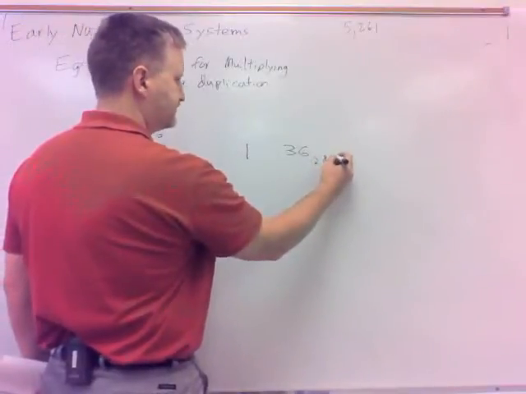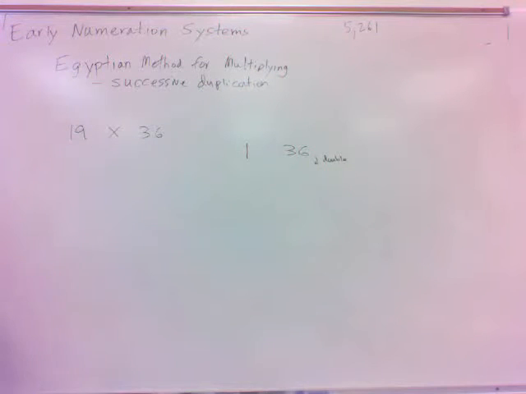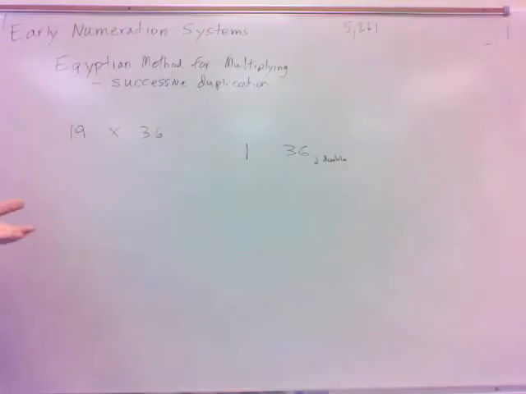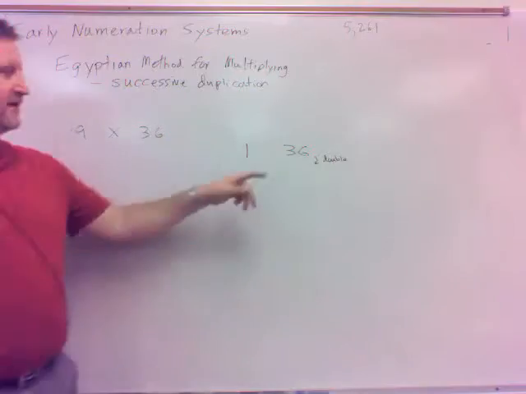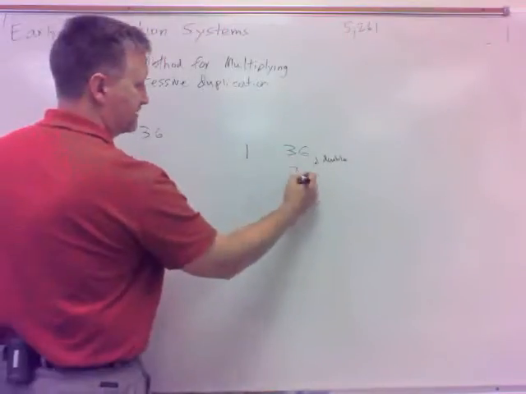Now, why would that be easy for them? Well, you're talking about 3 heel bones and 6 tally marks. We could double 3 heel bones and 6 tally marks very easily, because that would give us 6 heel bones and 12 tally marks, and then we could combine them to make some heel bone out of those tally marks. But anyway, doubling was easy. So if I double, it gives me 72.